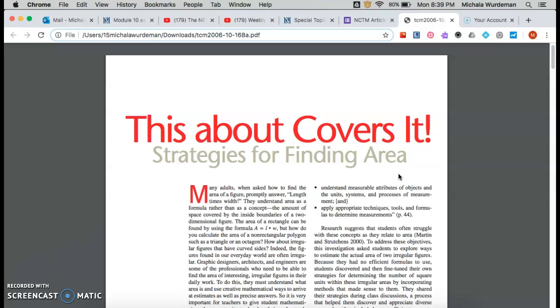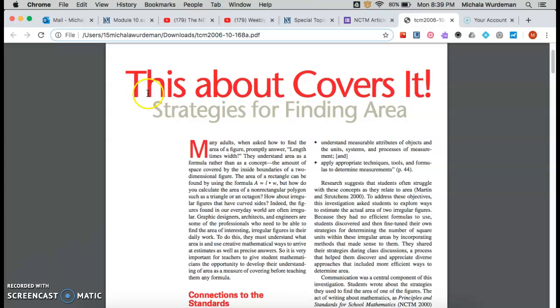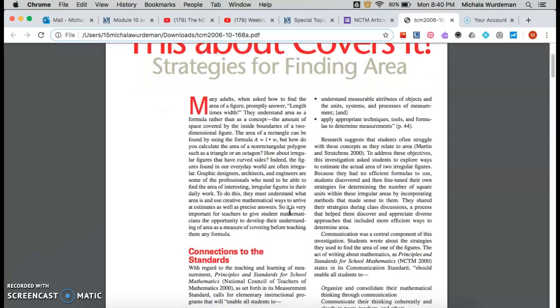My article is called This About Covers It, Strategies for Finding Area. And in this article, the title really kind of sums it up. The authors were focusing on area as something being covered with something such as square units or centimeter square units, or some kind of square units, instead of going off of the area formula. Teachers wanted their students to be able to come up with their own idea for measuring area instead of just jumping right to length times width.